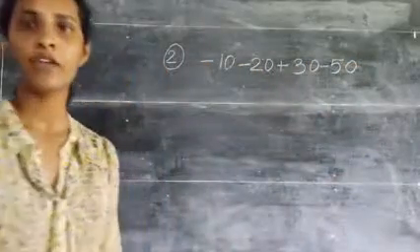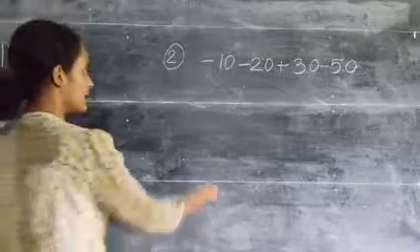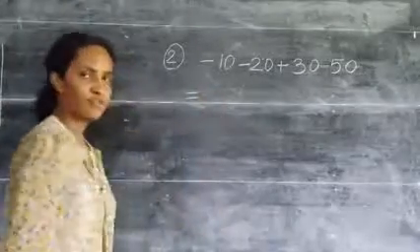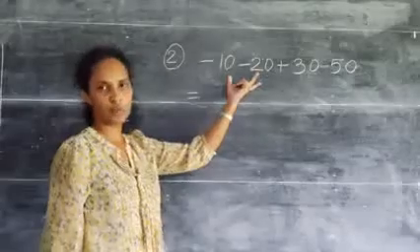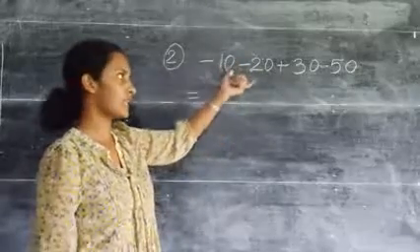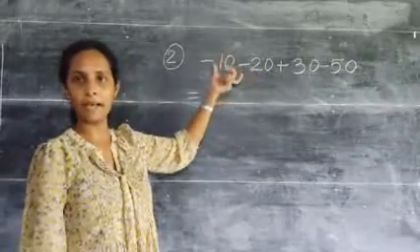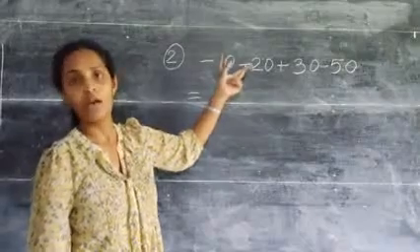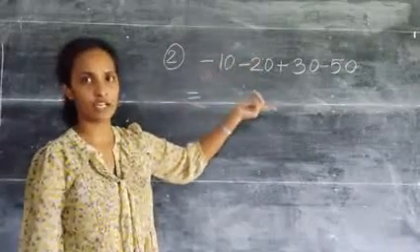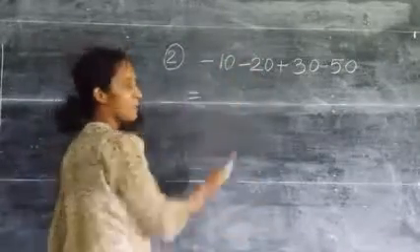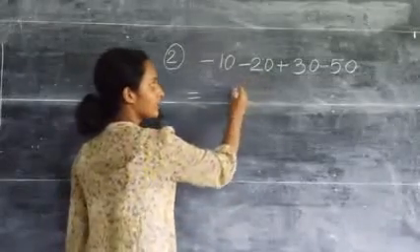Now look at this. There are 4 numbers again. Let's do it. What do we do first? We take the first 2 numbers. What are the first 2 numbers? 10 and 20. What is the sign? Minus, minus. What do you do? Minus, minus, plus, according to the rule, right? So minus, minus, plus. So 10 plus 20, 30.